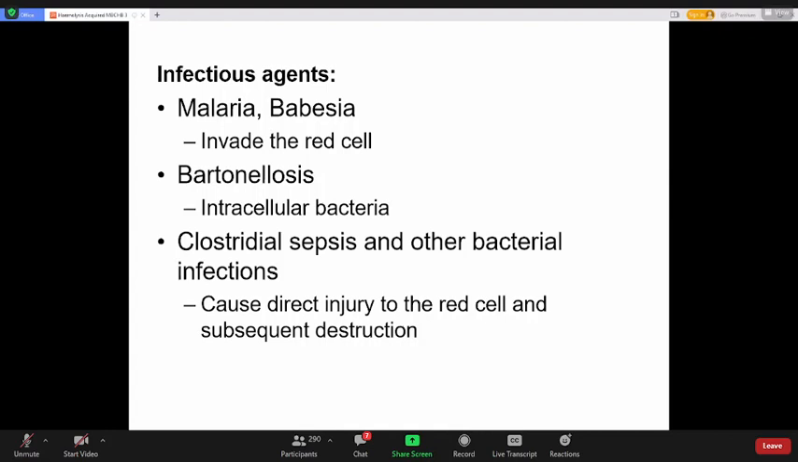Example, hemolysis, where just give me 1 minute, please.